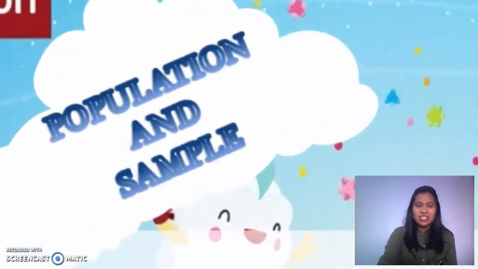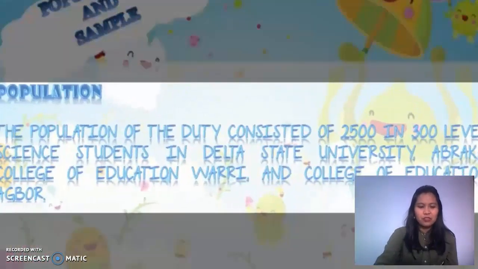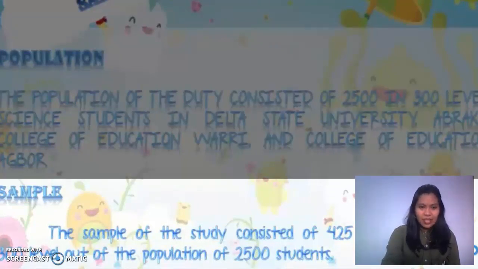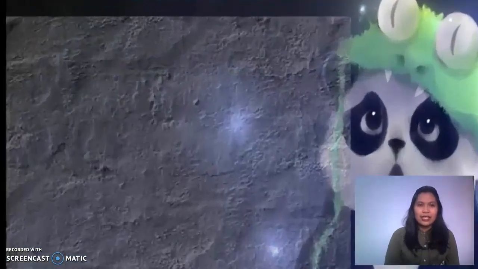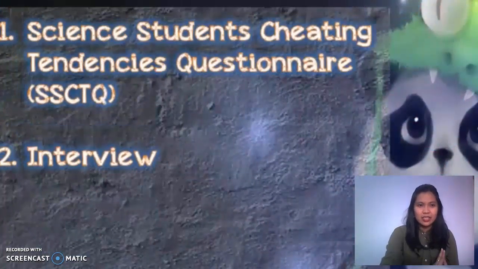Okay, this is the population and sample. So, the population of this journal is 2,500 students in 300 level. The sample of this journal is only 425 science students from 300 level. Instrument. There are two instruments in here. The first one is the questionnaire and the second one is the interview.